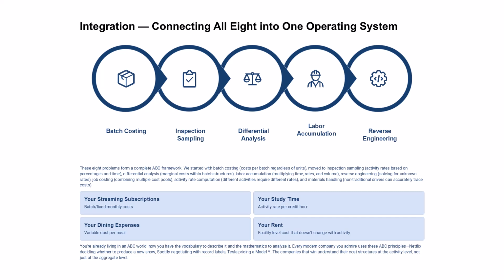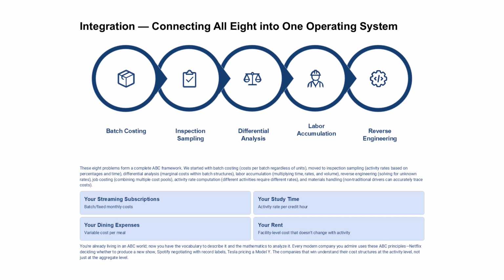We started with batch costing at Tasty Beverage, understanding that some costs occur once per batch regardless of units produced. We moved to inspection sampling at Montross Lumber, seeing how activity rates depend on sampling percentages and time measurements. Differential analysis at Orange Inc. showed us that within a batch structure, marginal costs are driven only by variable components.